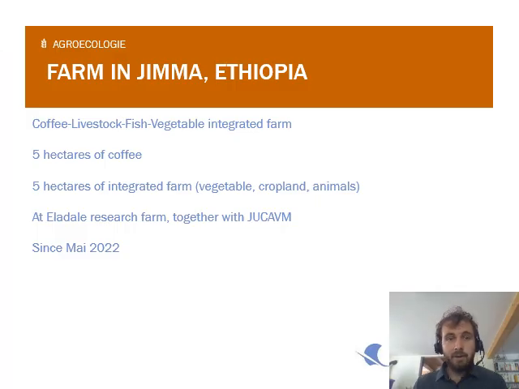And finally, we have the farm in Jimma in Ethiopia, which is a coffee, livestock, fish, vegetable integrated farm. So we have on this farm 5 hectares of coffee in an agroforestry system and 5 hectares of an integrated farm, including vegetable, cropland, and animals like the other mother farms. So it is established at Eladale Research Farm together with Jimma University, and we started in 2022.